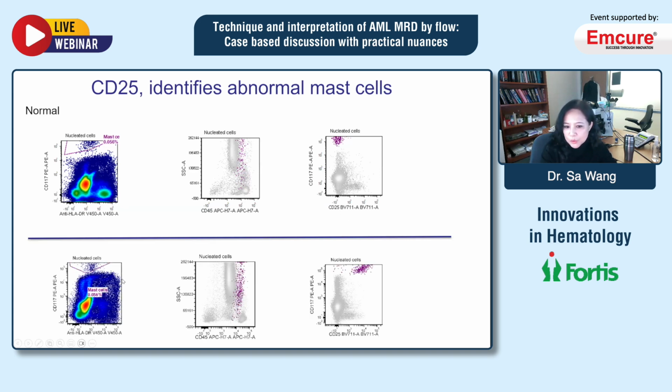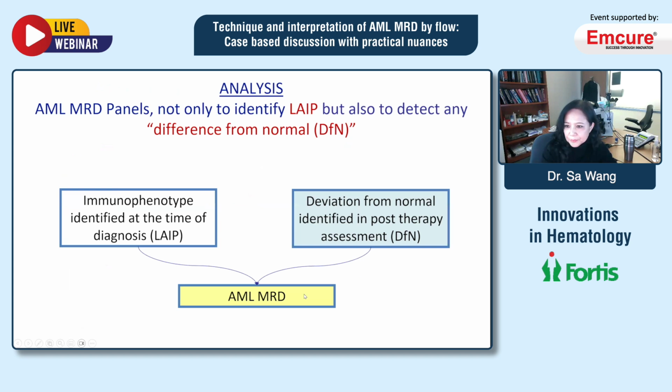So this is actually a patient with inversion 16. Not only do we identify aberrant blasts, we also identify aberrant mast cells, like CD25 expression. So we recently found that the mast cells, besides this aberrant marker expression, sometimes express very high CD123 and CD38, which is also indicative of a neoplastic process. We're still summarizing the data.